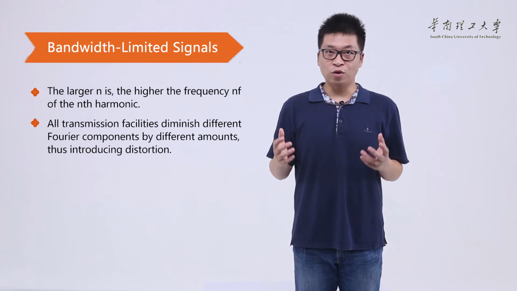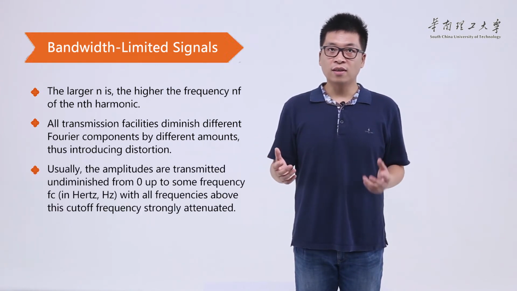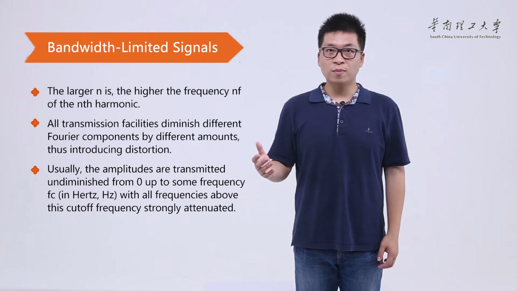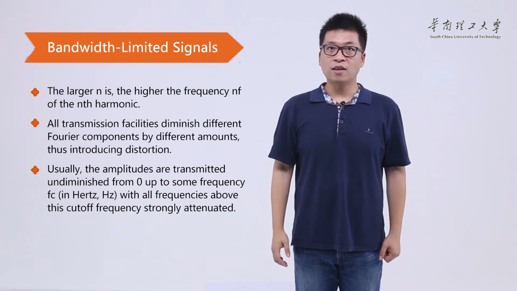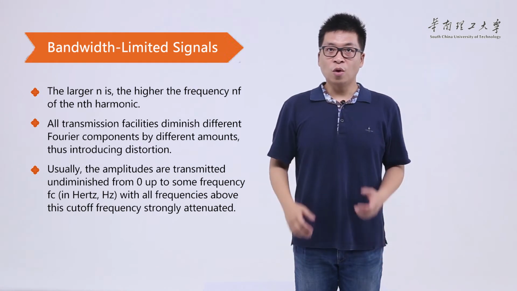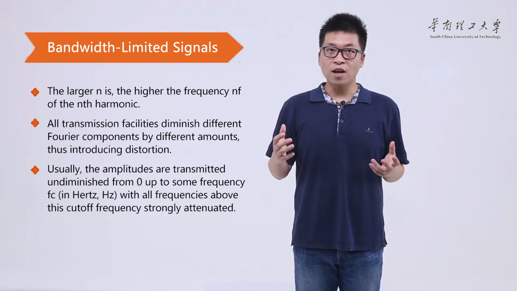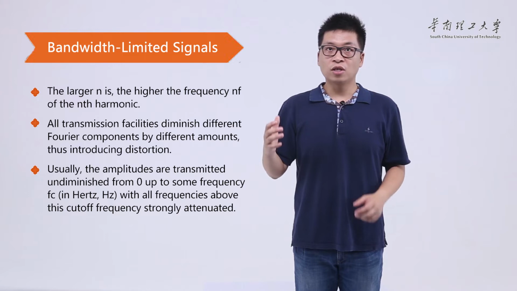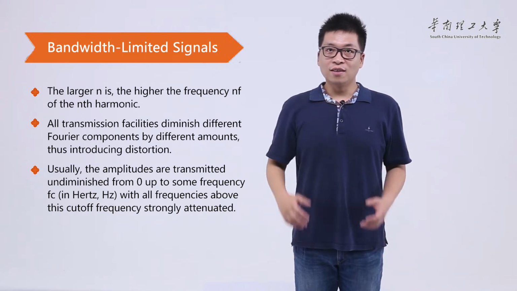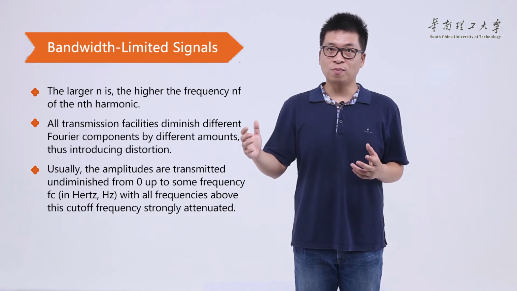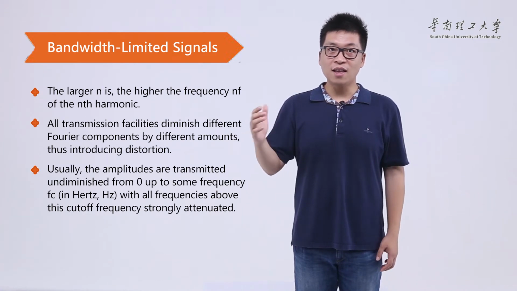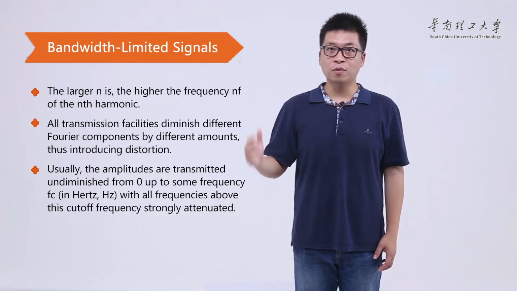Thus, it introduces distortion. Usually, the amplitudes are transmitted undiminished from 0 up to some frequency, Fc in Hertz, with all frequencies above this cutoff frequency strongly attenuated. Therefore, the nth harmonic cannot go through the transmission media if the frequency nf is above the cutoff frequency Fc.